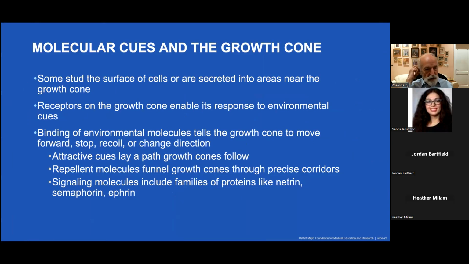Molecular cues in the growth cone. Some stud the surface of cells or are secreted into areas near the growth cone. Receptors on the growth cone enable its response to environmental cues. And binding of environmental molecules tells the growth cone to move forward, stop, recoil, or to change direction. And there's attractive, repellent, and signaling molecules that convey this. Next slide.